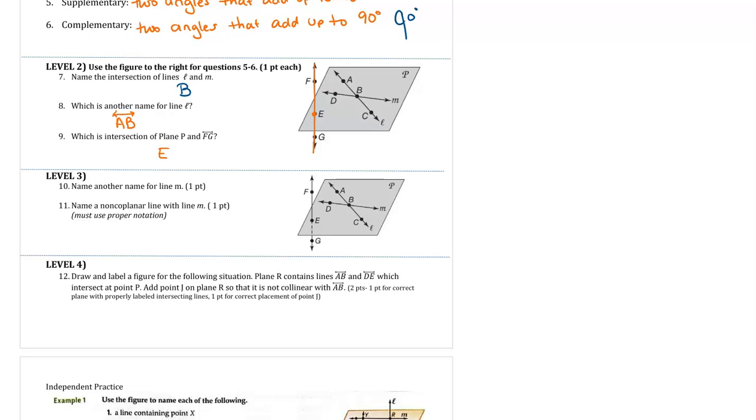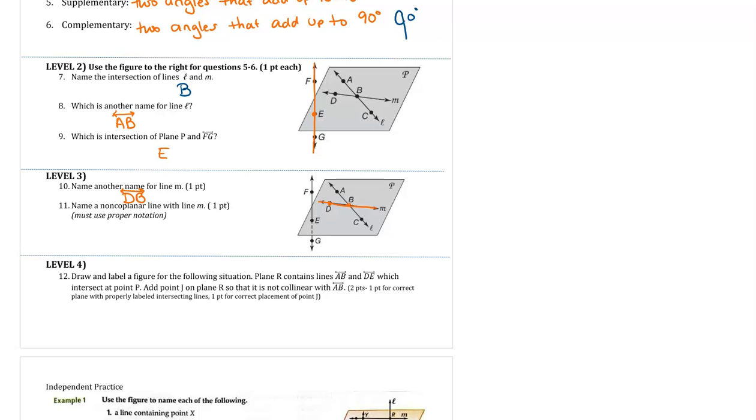Level 3, name another name for line M. All right, so back to the same thing. There's line M. We're going to pick 2 points on that line. So another name for this would be line DB. Those are the 2 points on that line.